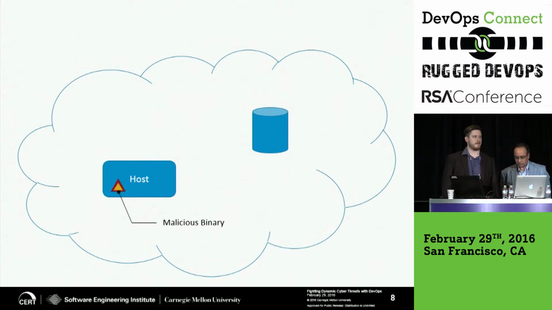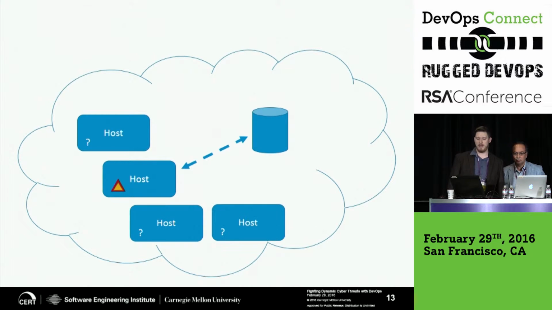We have here this cylinder. Who can tell me what this is? Database. And we see some traffic that's unknown going between the malicious binary and our database. And we don't know who else on our network might be infected with this binary.